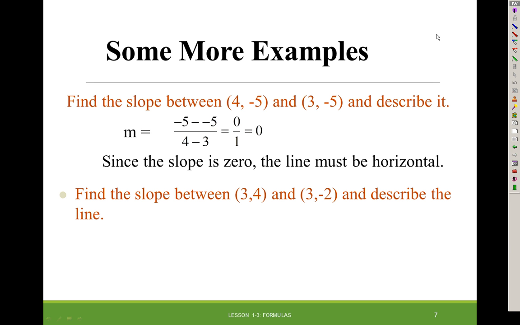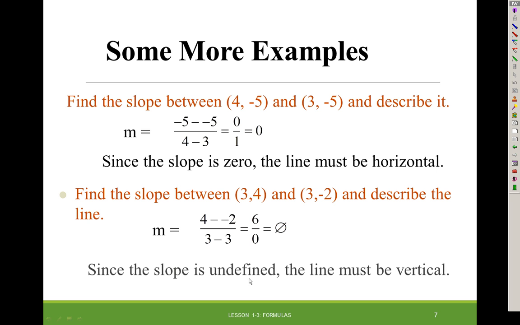This line, between 3, 4 and 3, -2, when we do the slope formula, we get a 0 in the denominator. Can't do that. We can't divide by 0. When the 0 is under, it's undefined. Slope is undefined. This is a vertical line.